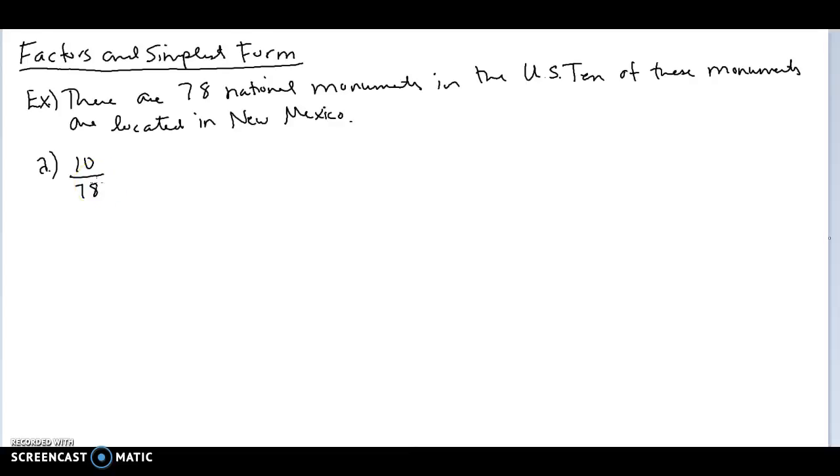Now I'm going to go back to the way that I reduce fractions, which is just look for the largest number that divides into both of them. So my largest number that divides into both of them is looking like it's going to be 2. So I'm going to reduce this by dividing both of these by 2. So 10 divided by 2 is going to give me a 5. And 78 divided by 2 is a 39, and both of those numbers are prime. So it looks like the fraction of the monuments in the U.S. that can be found in New Mexico is 5 out of 39.